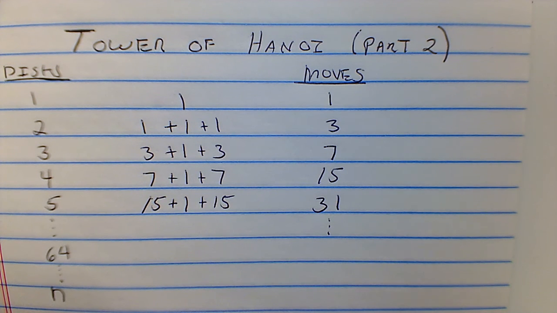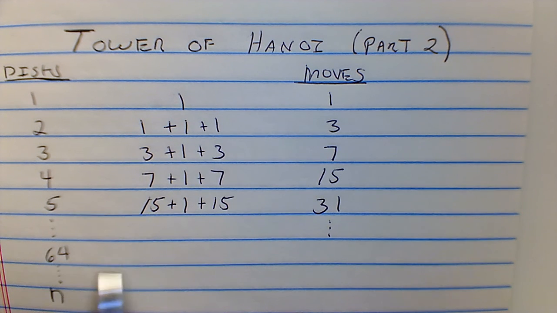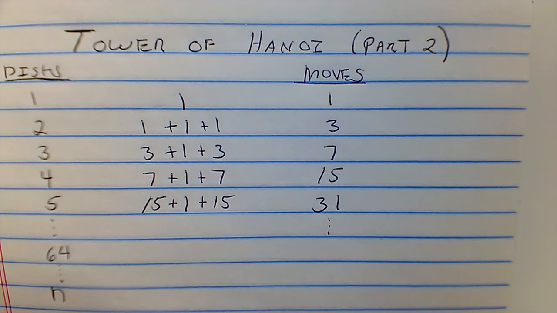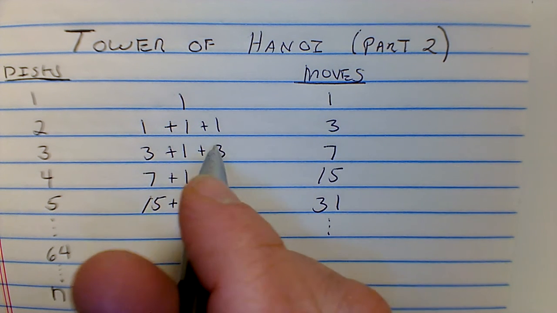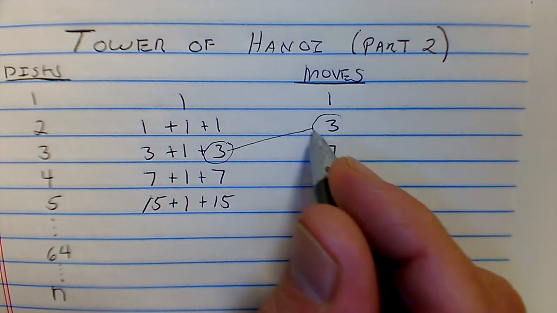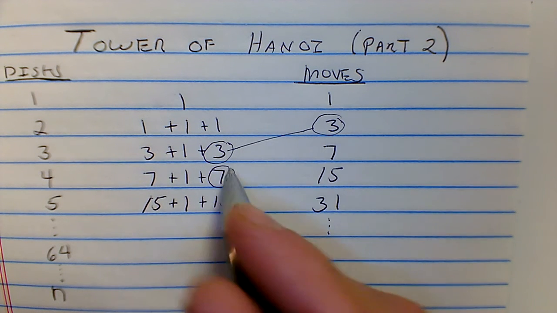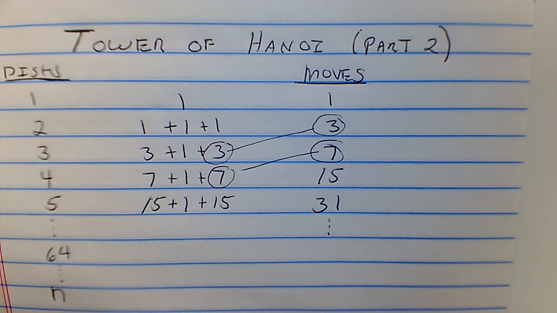And what we're curious about is how many moves it's going to take when we have 64 discs, so that we can answer the question in the puzzle about how long it's going to take these high priests to move all of the discs before the universe ends. But what we need to notice is that these numbers in here match up with the number of moves the previous time.